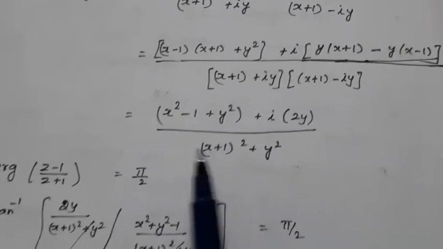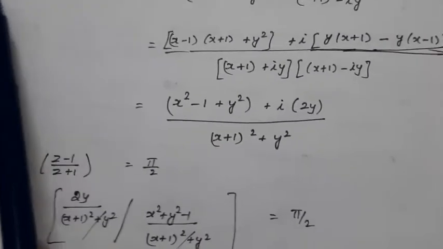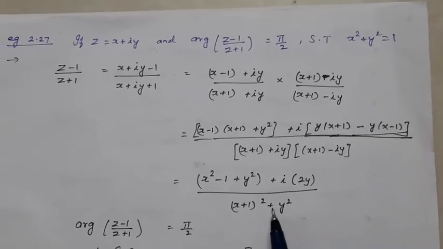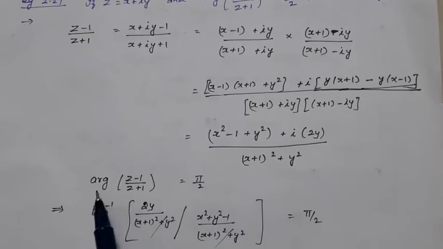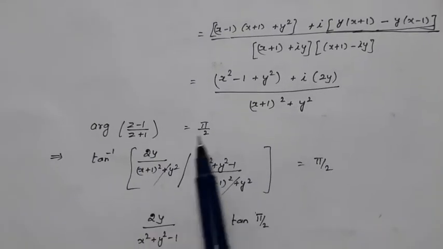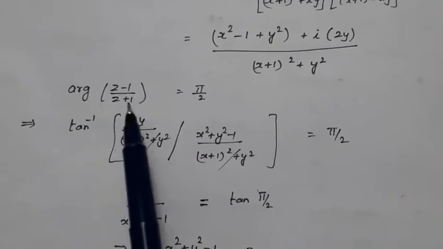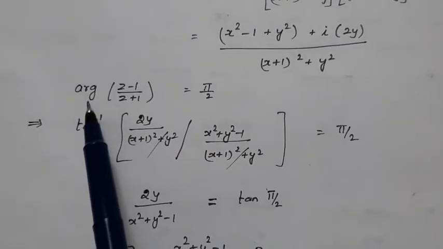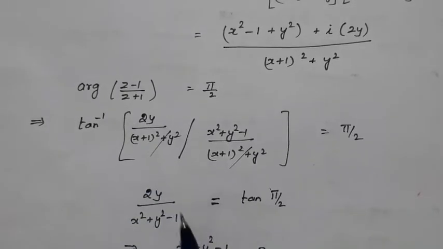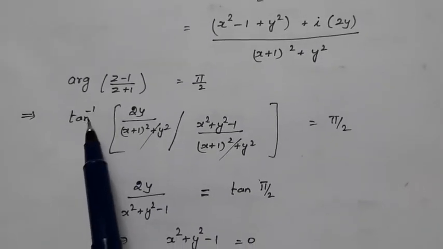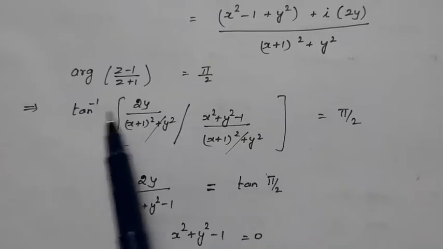Now after rewriting this (z minus 1) by (z plus 1) in the proper standard form, let us come to the given condition. Argument of (z minus 1) by (z plus 1) is equal to pi by 2 is given. So for argument, even though it is written with a small a, you have to use the principal value to do all such problems. So what is the formula to find out the argument? Tan inverse of y by x.